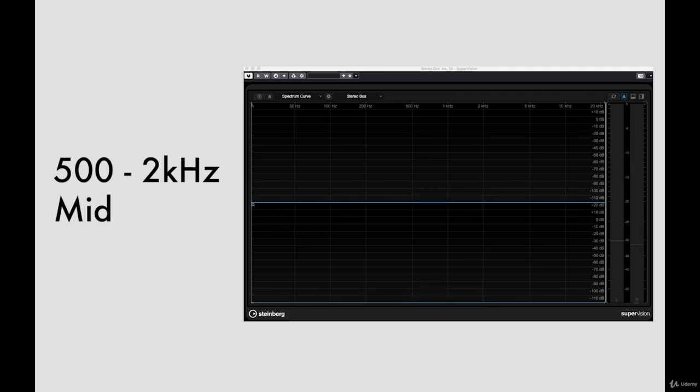If you have too much of this range in your music, you will be introducing too much detail and it will cause ear fatigue. If you have too little, you will lose detail and dimension.